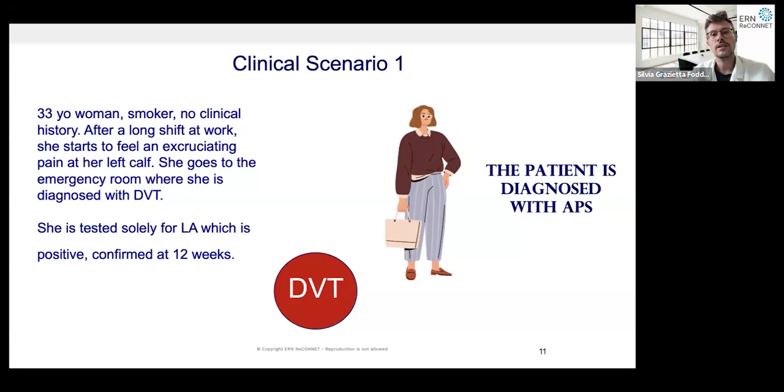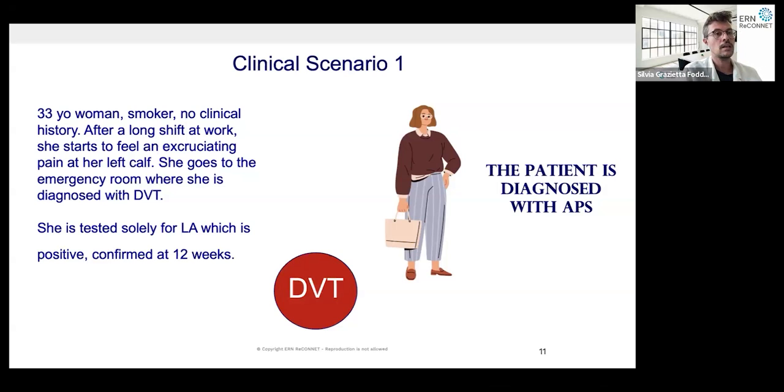The first clinical scenario is represented by a young woman. She's a smoker. She has no clinical history of other diseases. And after a long shift of work, she starts to feel an excruciating pain at her left calf. She goes to the emergency room where she's diagnosed with a DVT. She's a young woman. She has a risk factor, which is smoking, but it's very unusual that a young woman like this, after a long shift of work, develops a venous thrombotic event. So she's tested for lupus anticoagulant and it's positive.